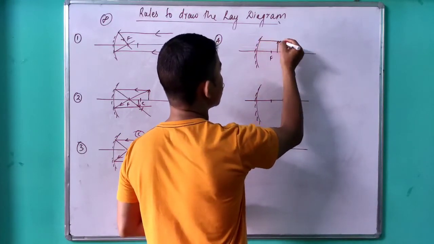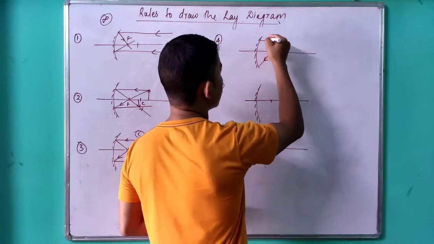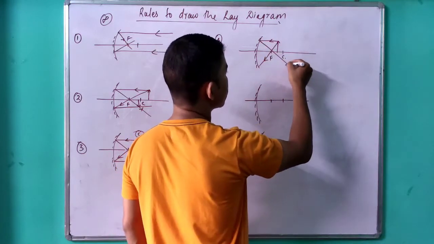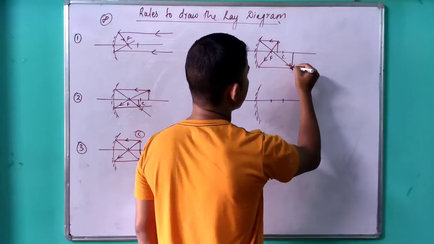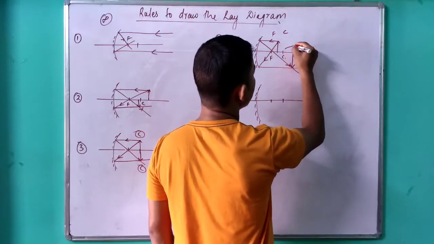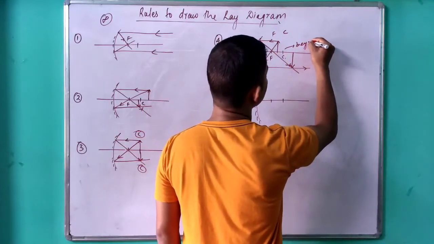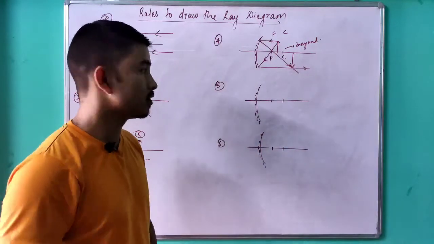So again, 2 rays, one parallel, another passing through the focus. The parallel one will pass through the focus, and this one will go parallel to the principal axis. We see that when the object is between F and C, the image is formed beyond the center of curvature, and the size of the image will be the larger one.